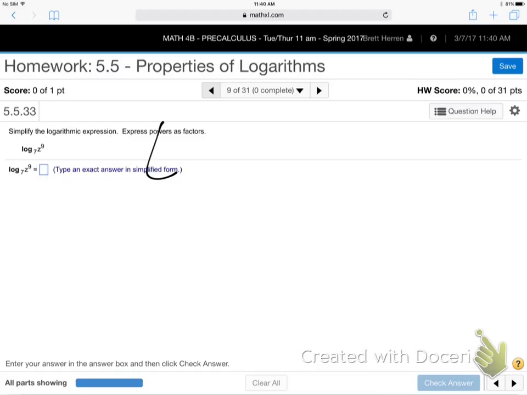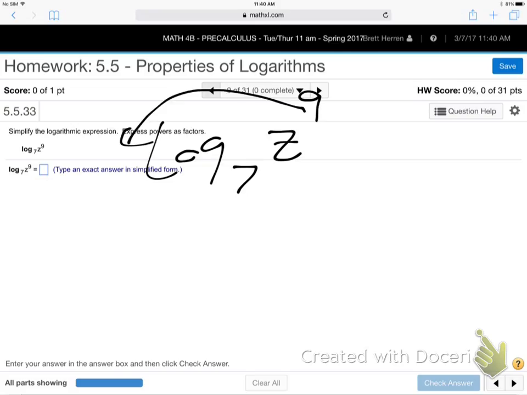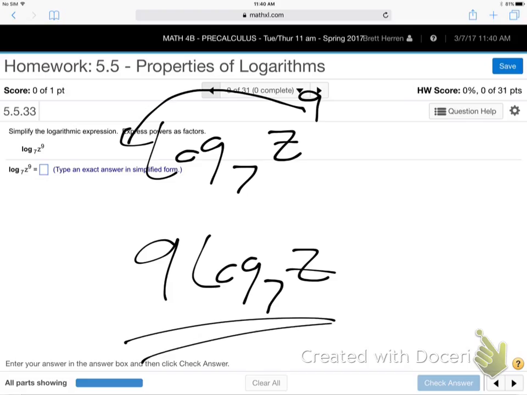Okay, yeah. So log base 7 of z to the 9th. They basically want me to take that 9 and bring it down. That's all there is to do on this problem. 9 log base 7 of z, done. Is that good? That's just that third property, that powers come down to the front.